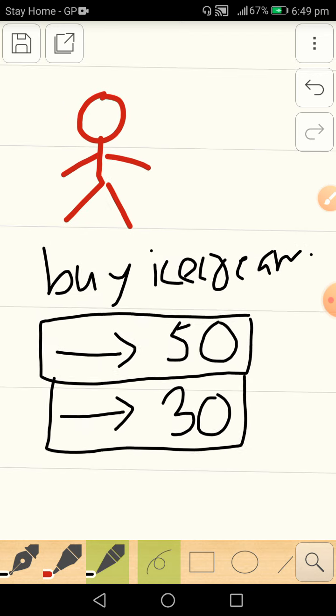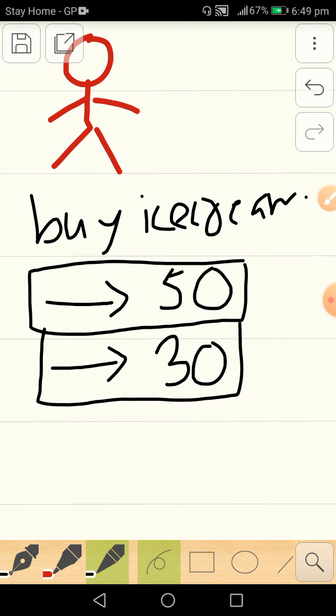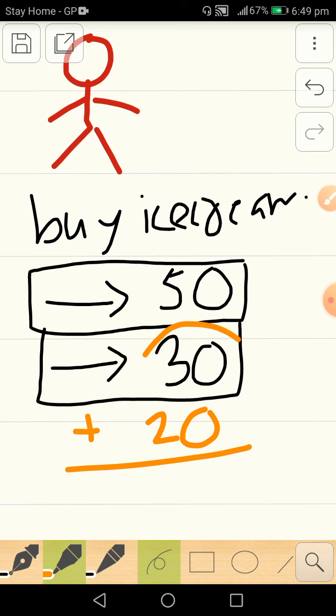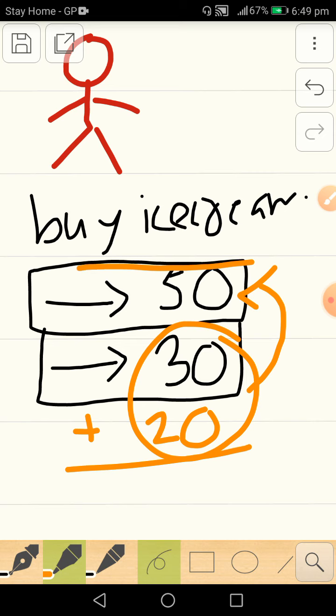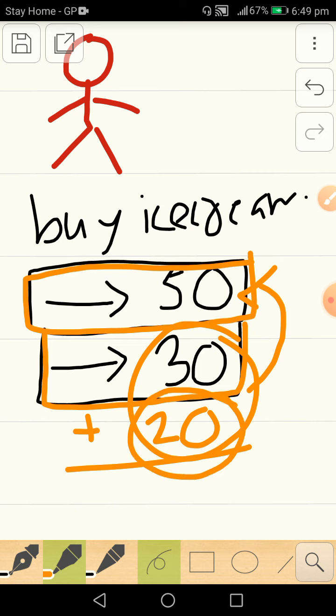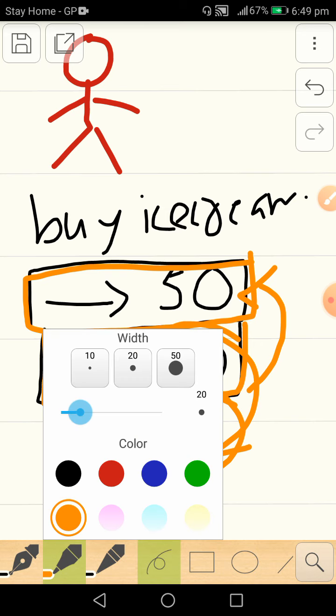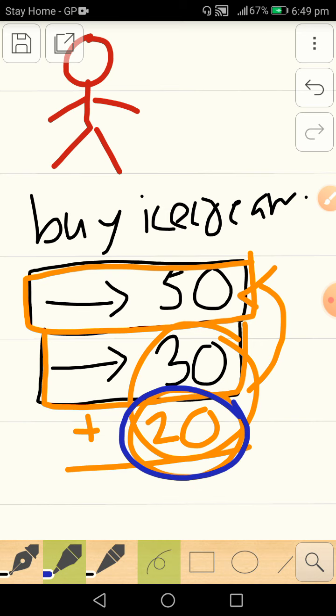So how much more money do you need to buy the ice cream? You need 20 more, so that 30 and 20 makes 50. You must have 50, but right now you have 30, so you must be given 20 more taka to reach 50. So this 20 here is what we are calling the activation energy.